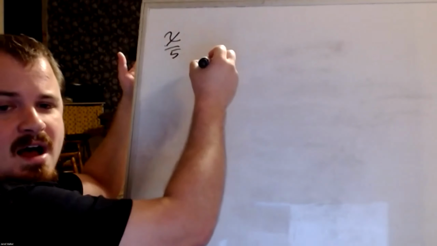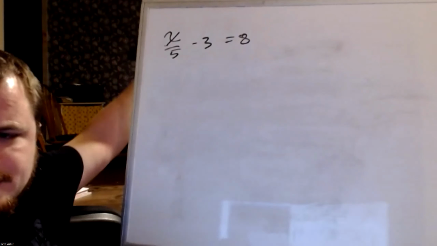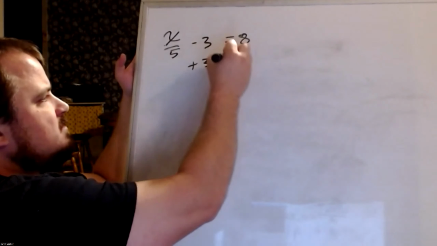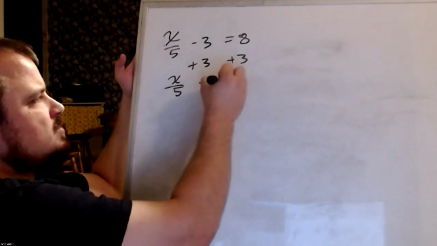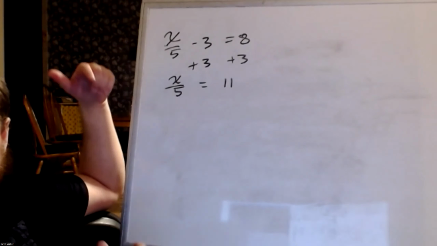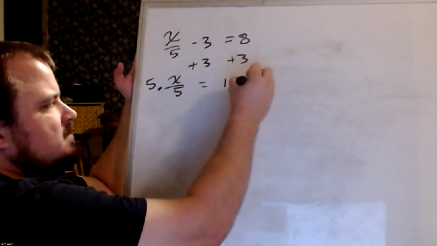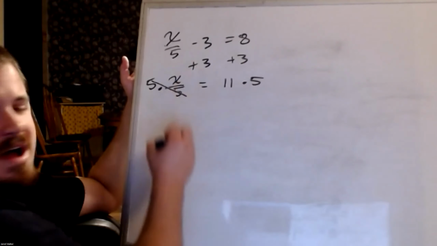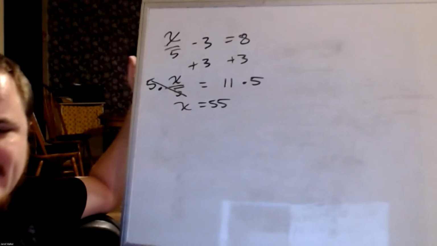x over 5 minus 3 equals 8. So we're going to add 3 to both sides. x over 5 equals 11. And now how do you undo dividing by 5? Multiply by 5. And whatever you do on the left, you do on the right. So 5 cancels out. We have x equals 55.